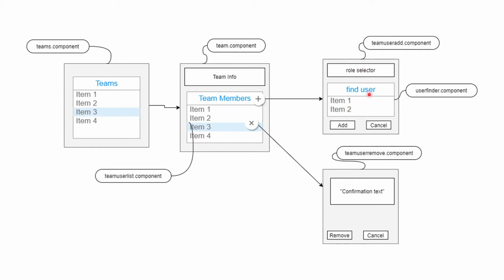So between these two components, they can choose a role and a user and then add them to a certain team. And the other component I created as well is implemented as a dialog, as this teams user remove. So it's really a confirmation dialog for selecting a team member on a team and then deciding whether to remove them or just cancel out of the removal process.